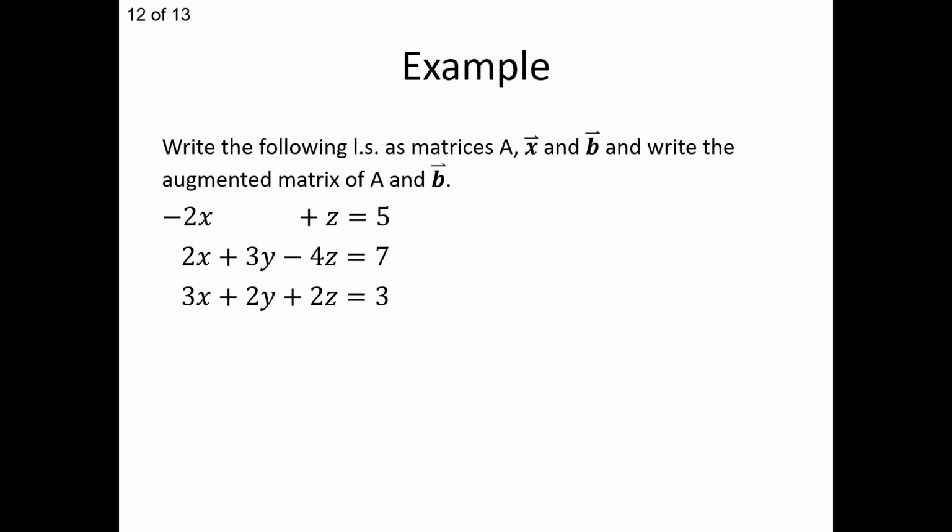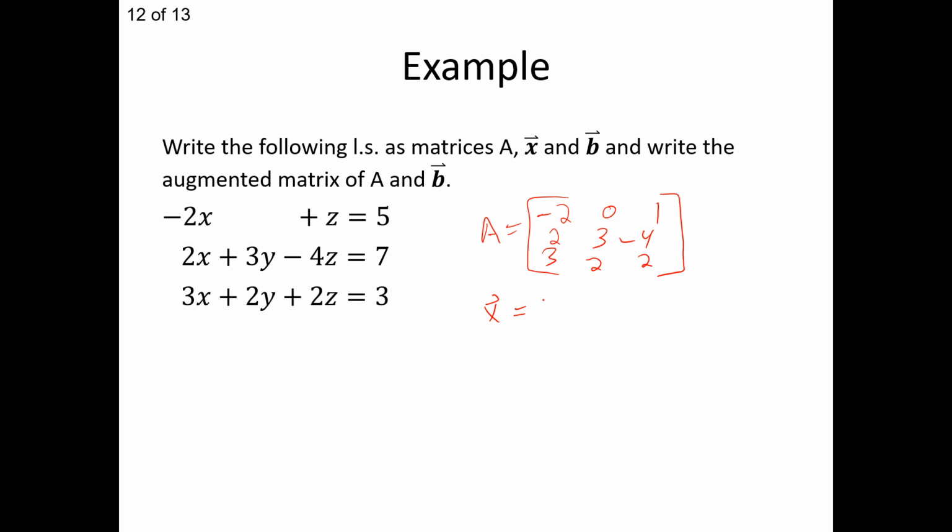Write the following linear system as matrices: A, which is my coefficient matrix, my n vector x, and then my m vector b. Remember how we find the matrix A, our coefficients: we steal them all and put them into a matrix. This is going to be a 3 by 3 matrix. I have three equations, three variables. So my first row would be -2, 0, because there is no value of y there, and then 1. And then I just rinse and repeat that. So 2, 3, -4, 3, 2, and 2. And that produces my coefficient matrix.